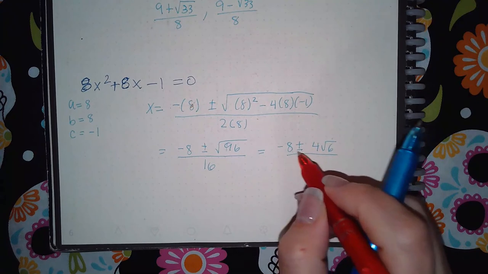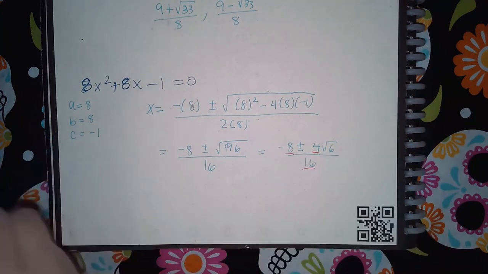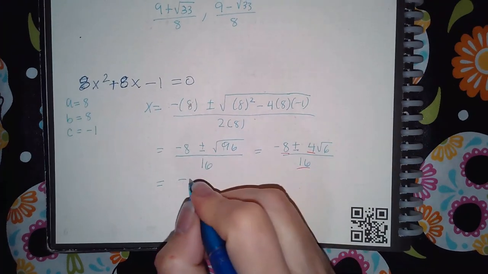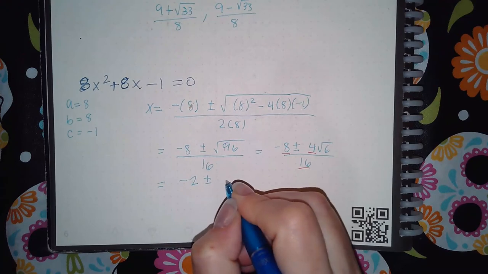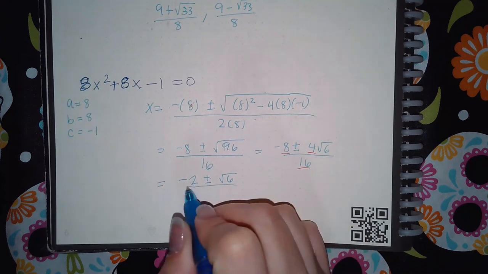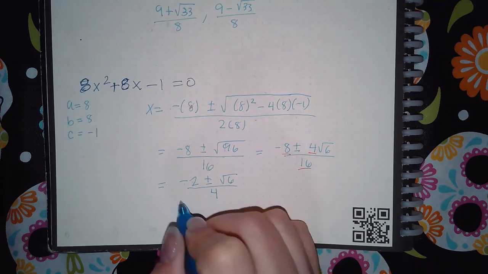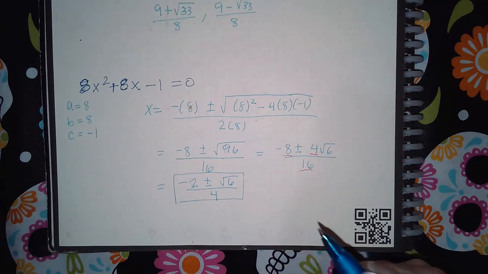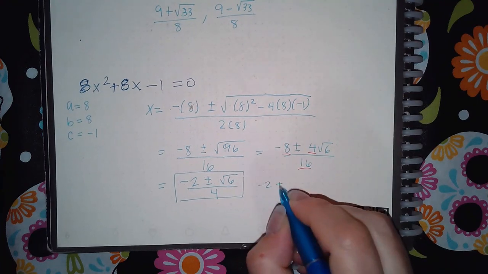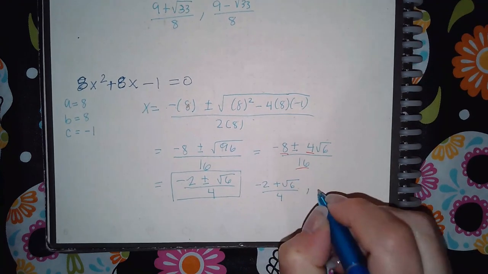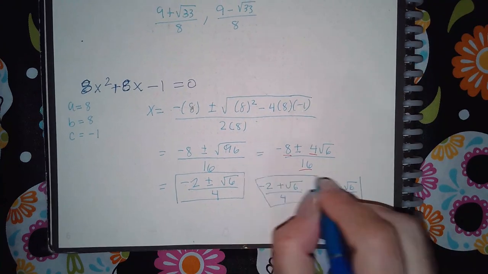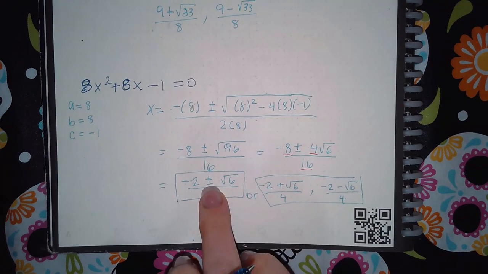So if I reduce this number, this number, and this number by 4, I will get a 2, and then 1 square root of 6. Now you don't have to write the 1 in 1 square root of 6. And then the denominator divided by 4 is 4. So this is the simplified fraction. Again, if your computer does not have this symbol in it, then you do need to separate into two fractions, one with the plus in the middle and one with the minus in the middle. So it just depends on whether or not the computer allows you to use this button or not.